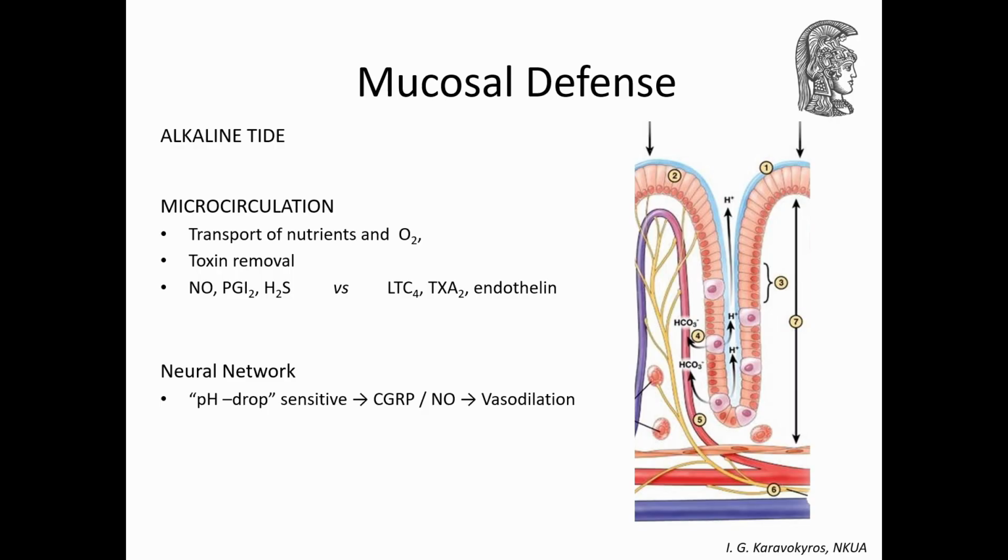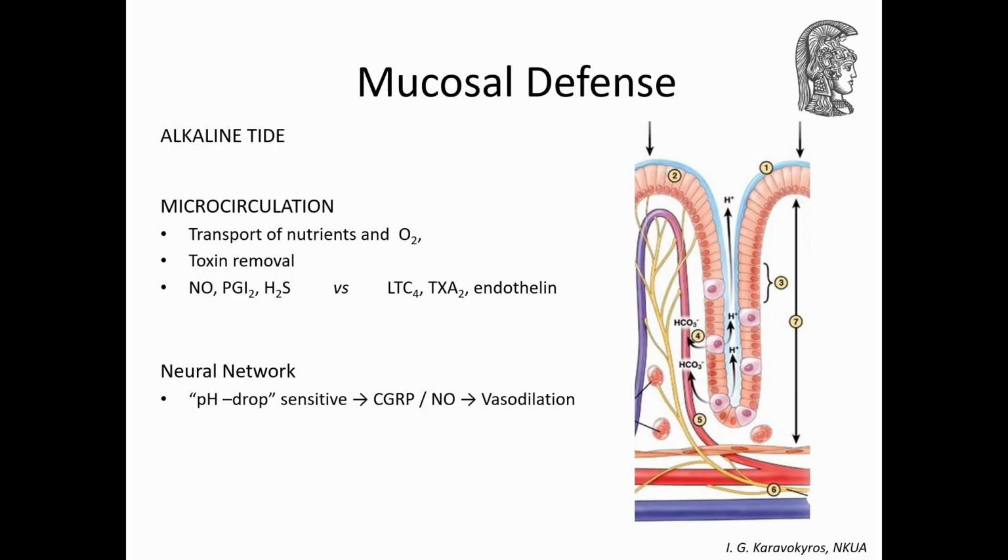Considering the well-known stress ulcers which are due to microcirculation disorders, we can understand the importance of microcirculation in mucosal defense. Blood flow supplies mucosa with oxygen, nutrients, and bicarbonate, while it removes toxins and other harmful substances. Mucosal injury, or exposure to acid, leads to vasodilation and increase of blood flow. This is mediated by nitric oxide, prostacyclin, and hydrogen sulfide. In contrast, leukotriene C4, thromboxane A2, and endothelin lead to vasoconstriction.